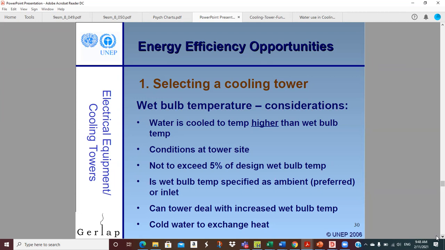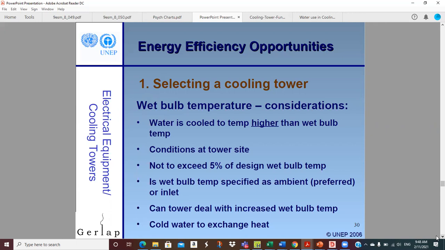Not to exceed 5% of design wet bulb temperature. I think that's the maximum wet bulb, but again, this is one of those kind of cryptic comments that is not 100% clear what he's getting to.